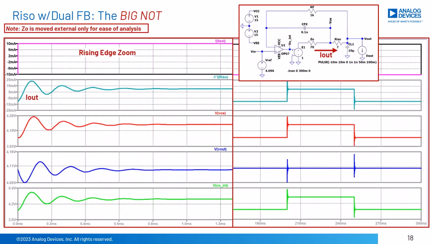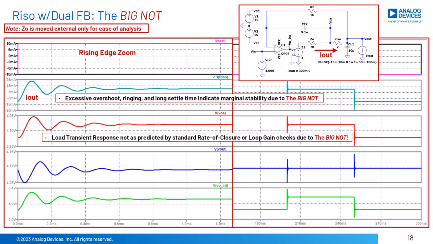Here are the load transient analysis effects of the big knot. Excessive overshoot and ringing on Vout, IOUT, and VOA, voltage out of the op-amp, are seen here as undesired effects. For dual feedback circuits, avoid the big knot, as it will generally cause unacceptable performance for most applications.